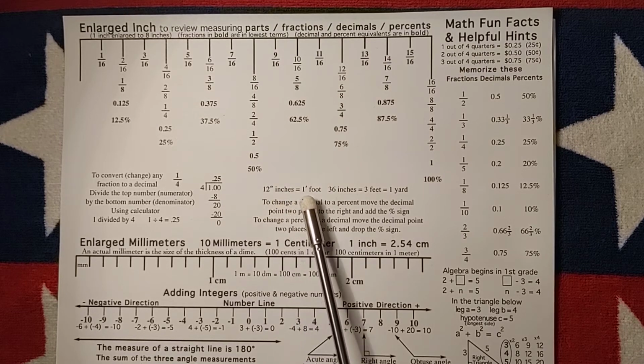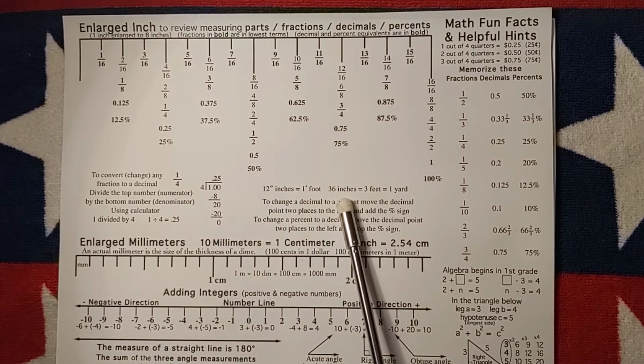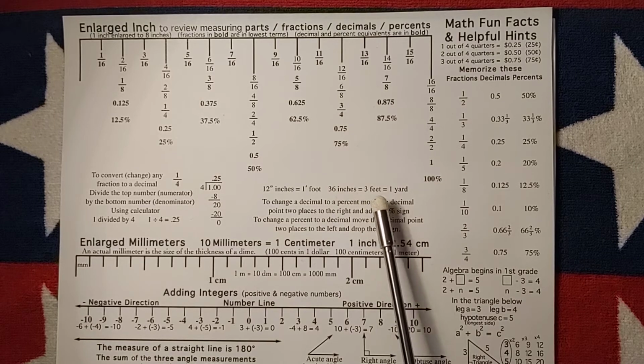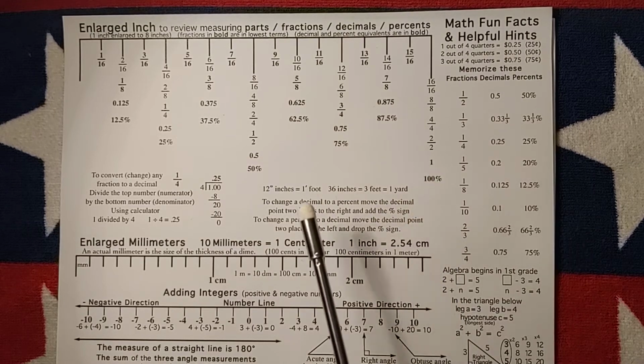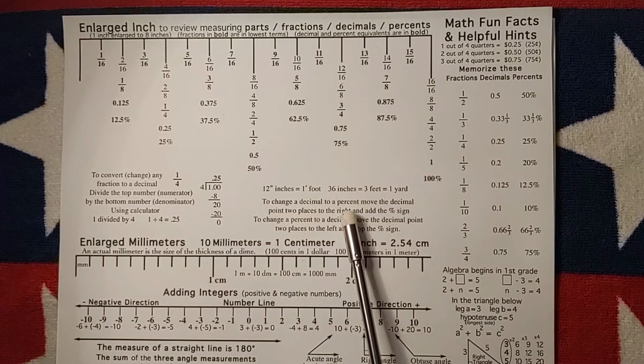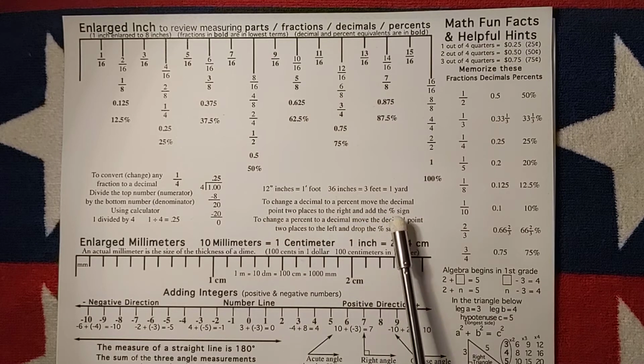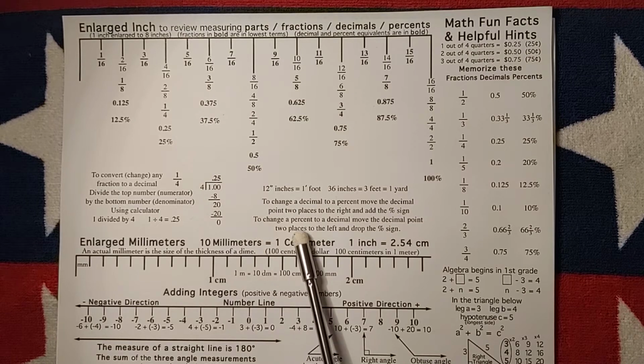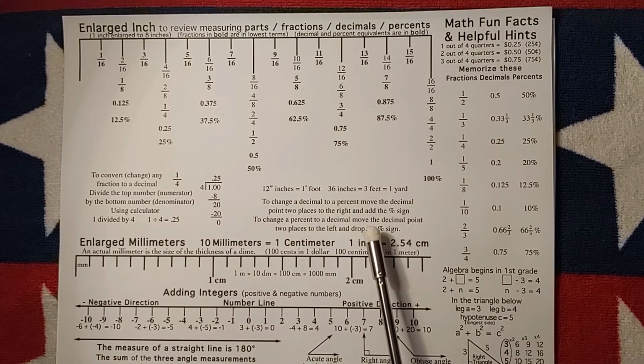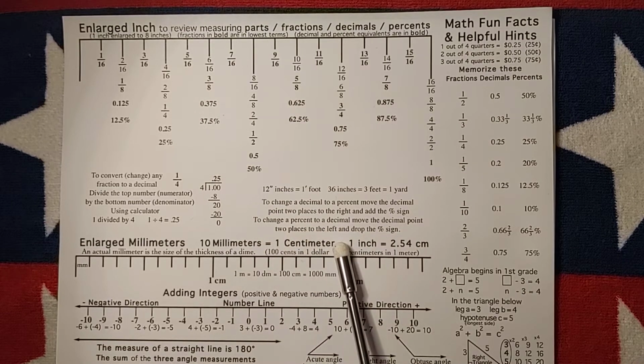12 inches is equal to 1 foot. 36 inches is equal to 3 feet, which is equal to 1 yard. To change a decimal to a percent, move the decimal place 2 places to the right and add the percent sign. To change a percent to a decimal, move the decimal point 2 places to the left and drop the percent sign.